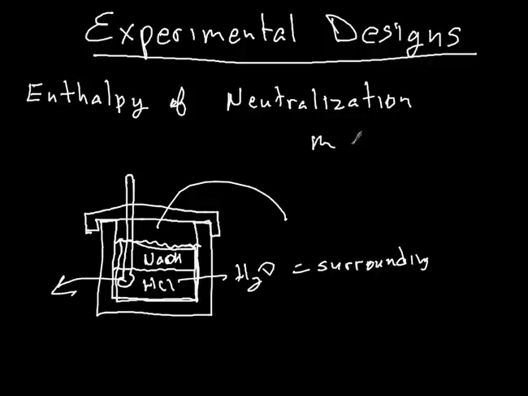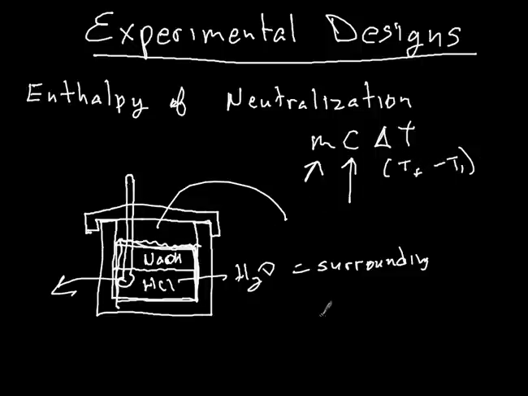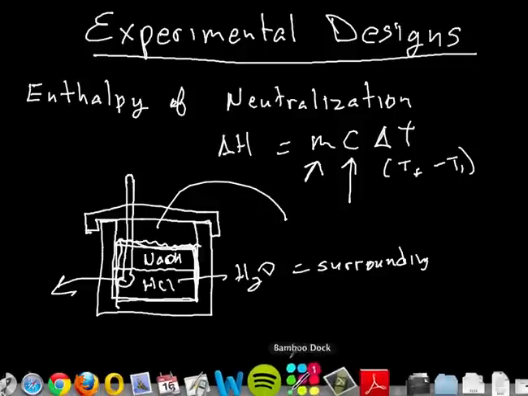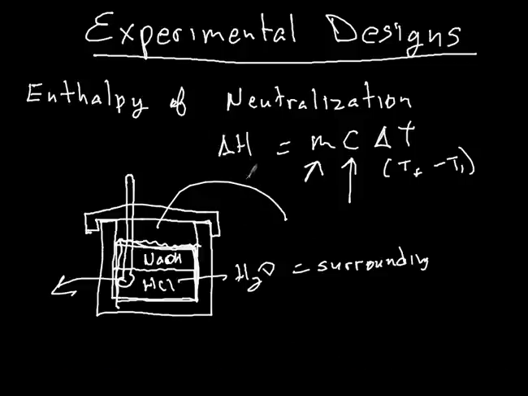Again, if we have our MC delta T, well, we know the C for water. If we know the volumes of the water, we could calculate the mass using the density of water. And if we know the initial and final temperatures with our thermometer, then that will give us the enthalpy change that occurred. Then there are some additional calculations that you have to do to find the enthalpy of neutralization, which we'll get to later. But this is the experimental design setup. That's how you would set up the experiment, using some kind of an insulated container.